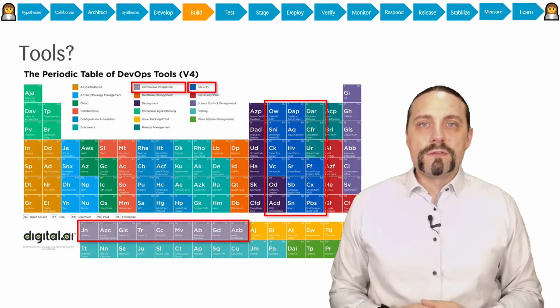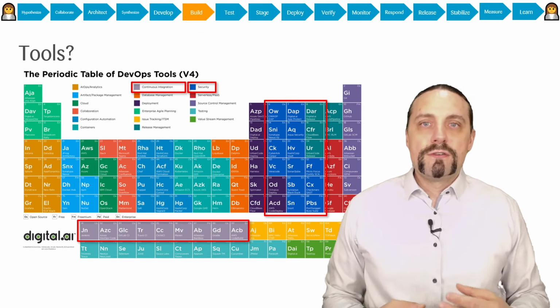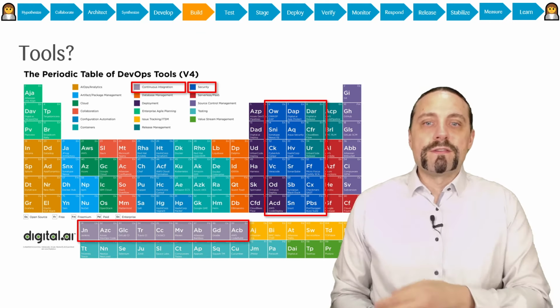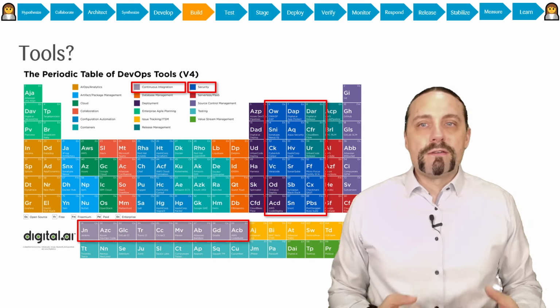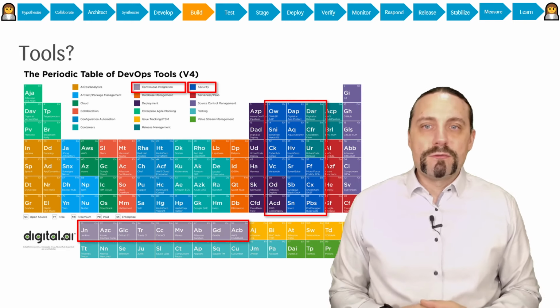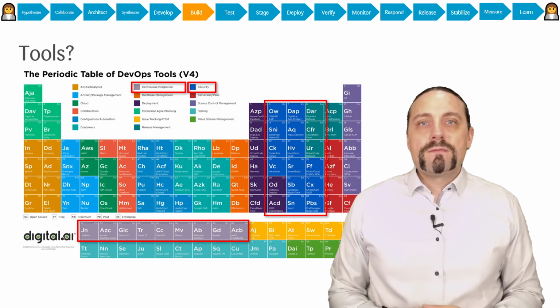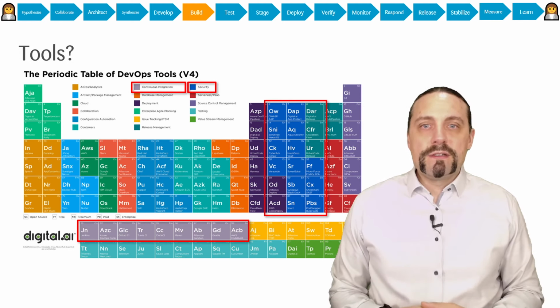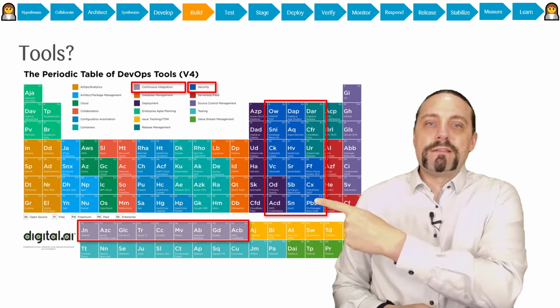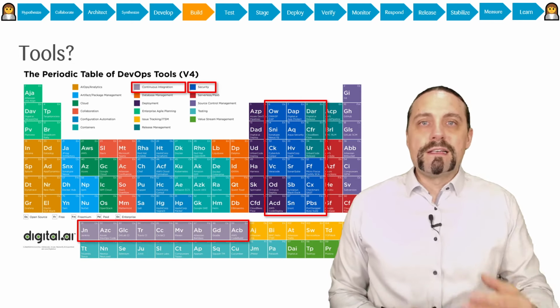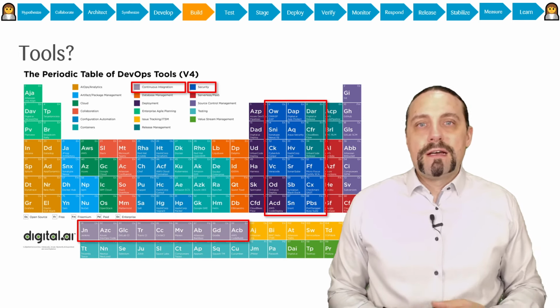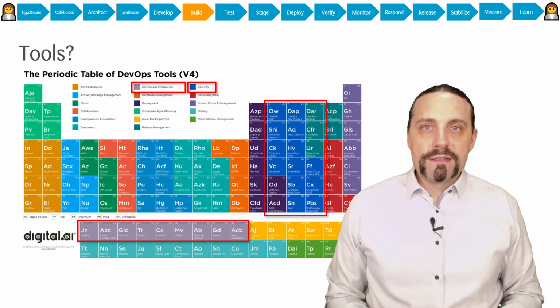There are many tools out there which support us in continuous integration. You can see them down here in our periodic table of the DevOps tools. When it comes to application security, then we have these tools here which can be used, which can automatically check if our application has vulnerabilities.